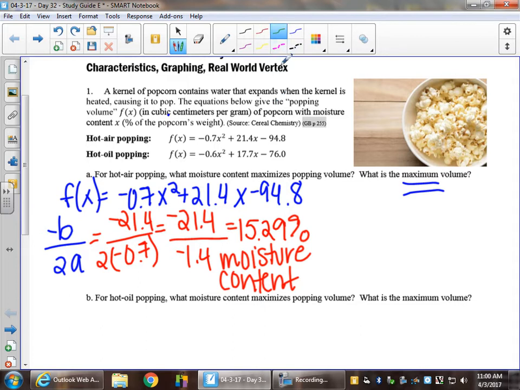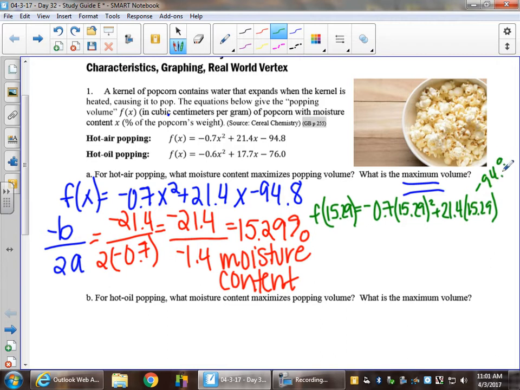What are we going to do? We're going to plug that in for x. So we're going to have f of 15.29 equals negative 0.7 times 15.29 squared plus 21.4 times 15.29, minus 94.8.